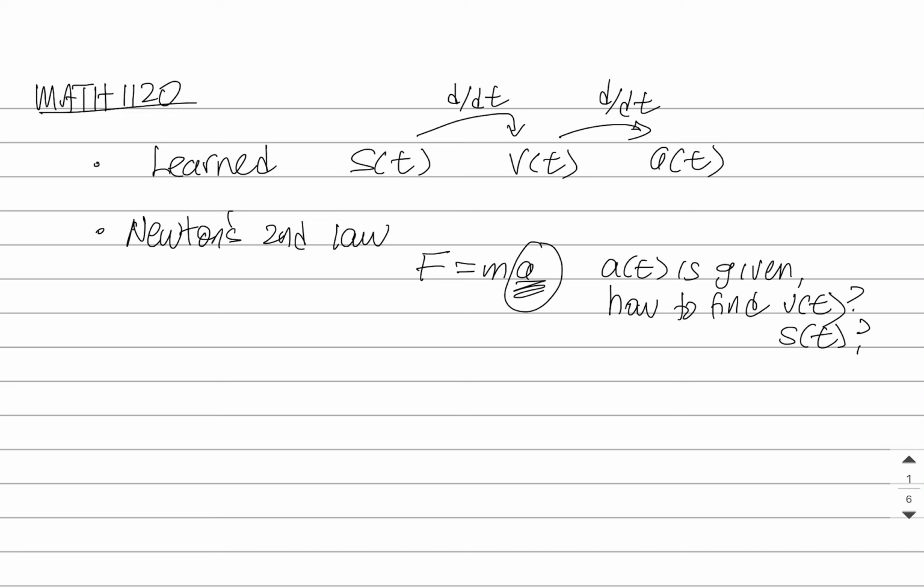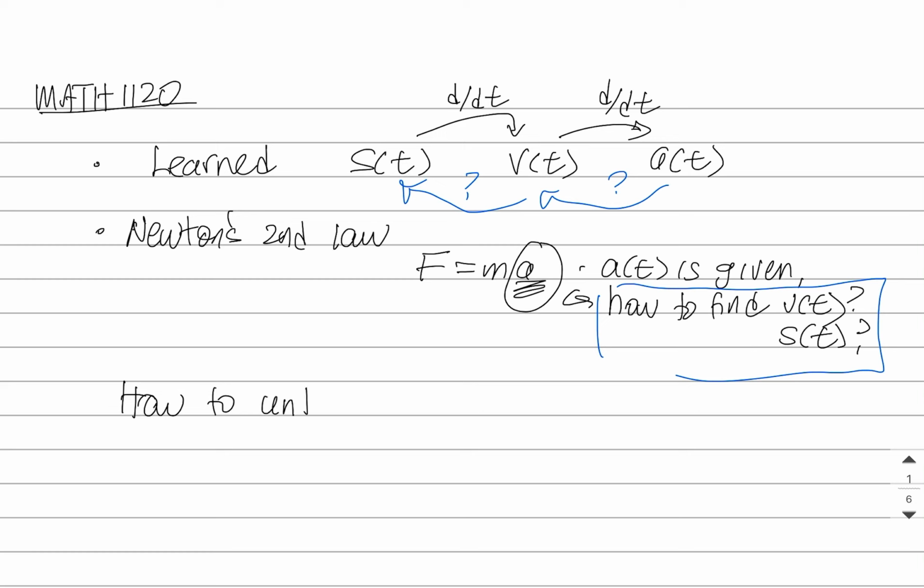So if we're given acceleration, how do we then go and find velocity and position? The question really is, how am I going to go backward? If you look at this little diagram, you could probably see that I took a derivative to go from position to velocity to acceleration, so I'm going to have to somehow undo the derivative. And that's really our question. How do we undo a derivative?